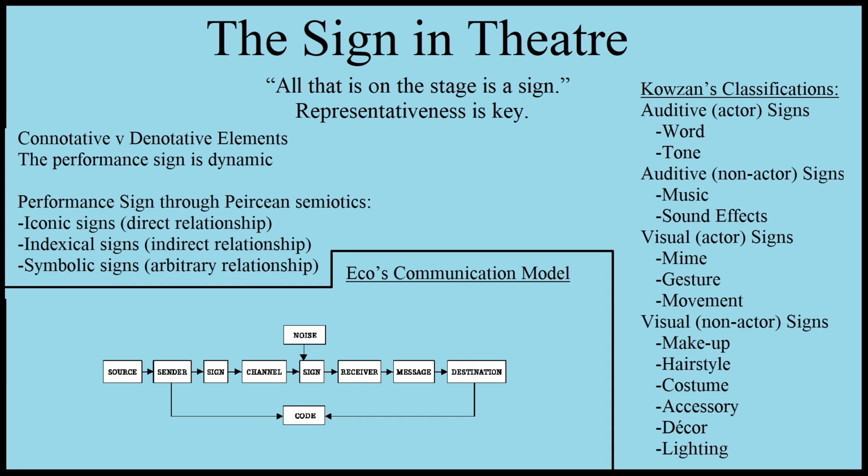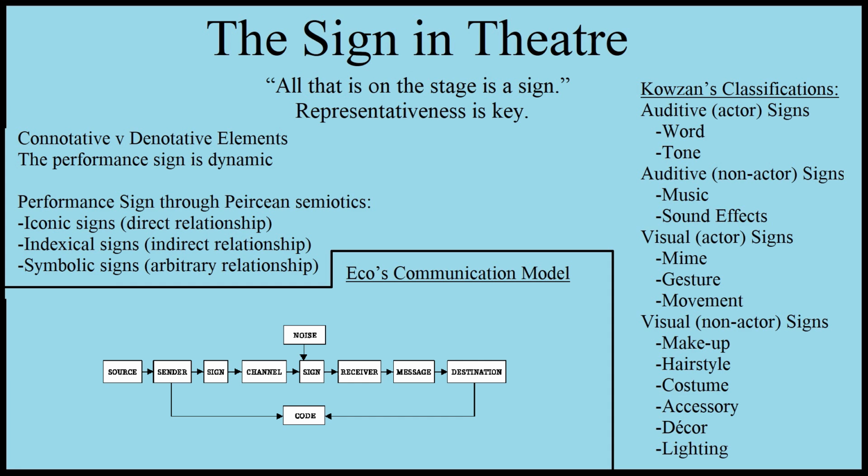Then you get Cousins' classifications. Now these are signs that are kind of self-explanatory about what they are. Now we're going to look at two main types, auditive and visual, and also actor versus non-actor. So basically, an auditive sign is one that is sound-based. It comes from sound. Whereas visual is obviously, you can see it. Those are the two types of signs you're going to get.